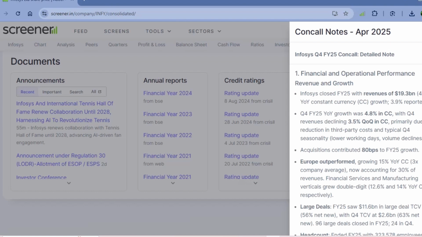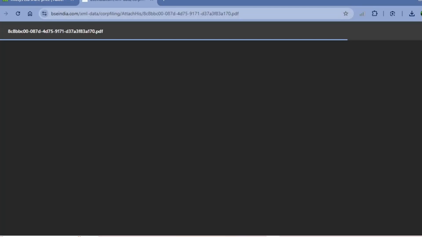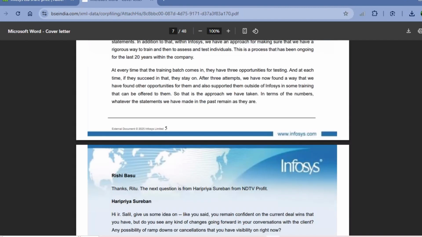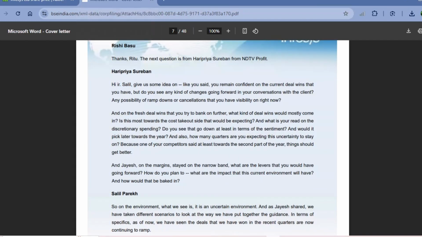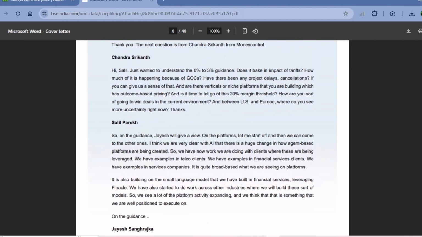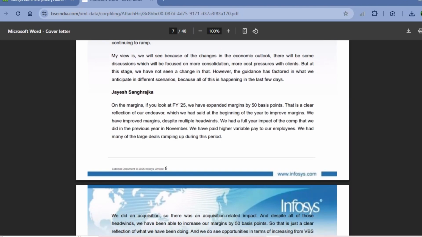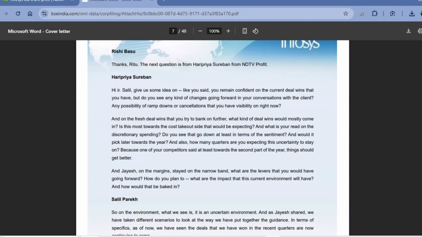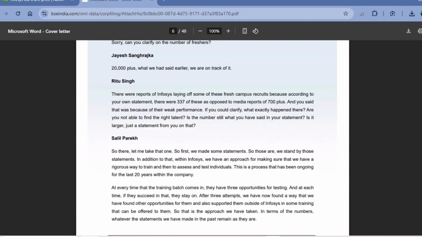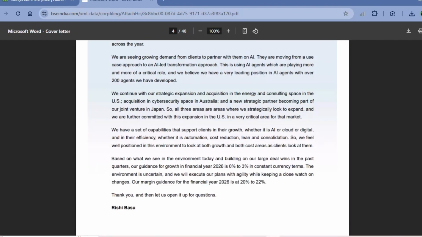So management has given, see, you can go through the whole transcript. You will get a PDF like this. So I would suggest that you read it. See, there's the figure. Just want to understand the 2 to 3% guidance. Actually, the company has given the guidance of 0 to 3% growth in FY26. Okay, I have read this somewhere.